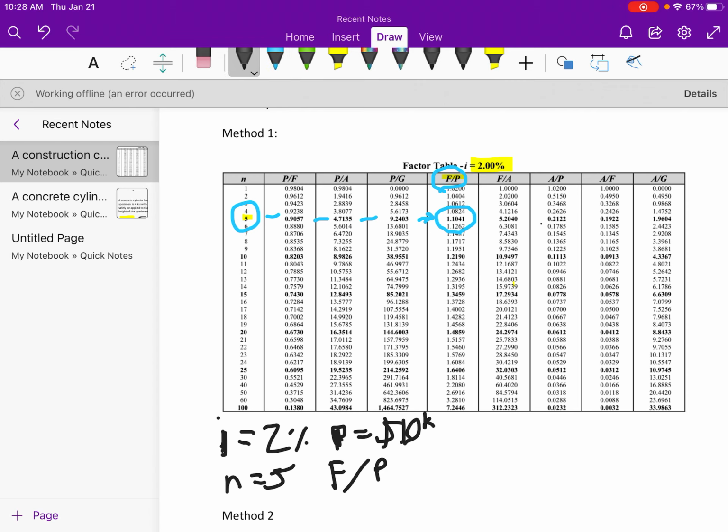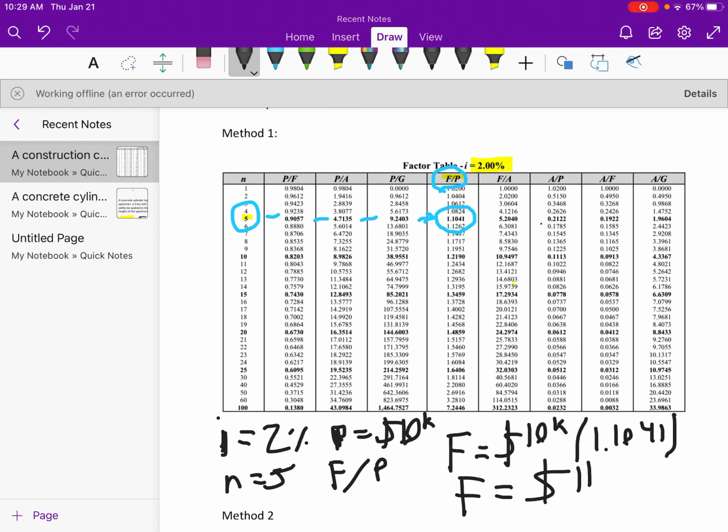So, to get our future value, we're going to do $10,000, which is our principal, times the multiplier, which is 1.1041. And I'm going to have to break out my calculator for this one. Alright, so our future value is going to end up being 11,041.